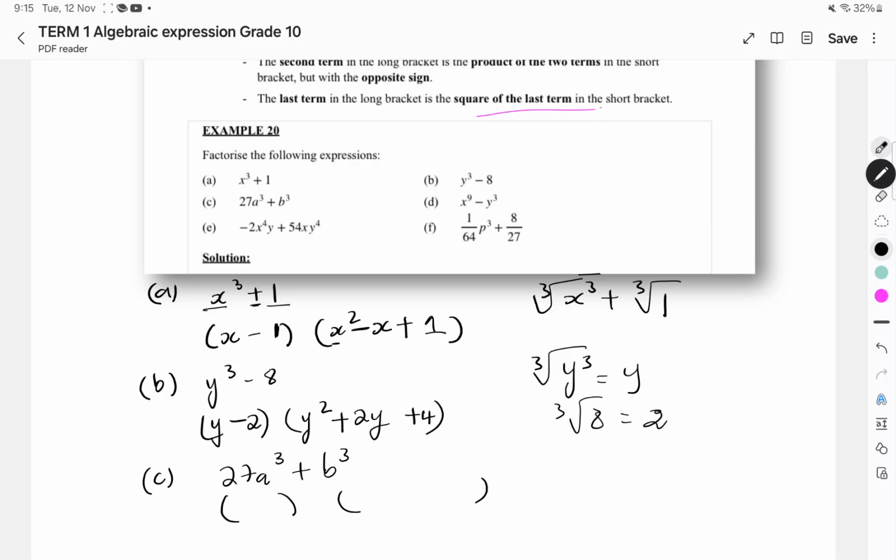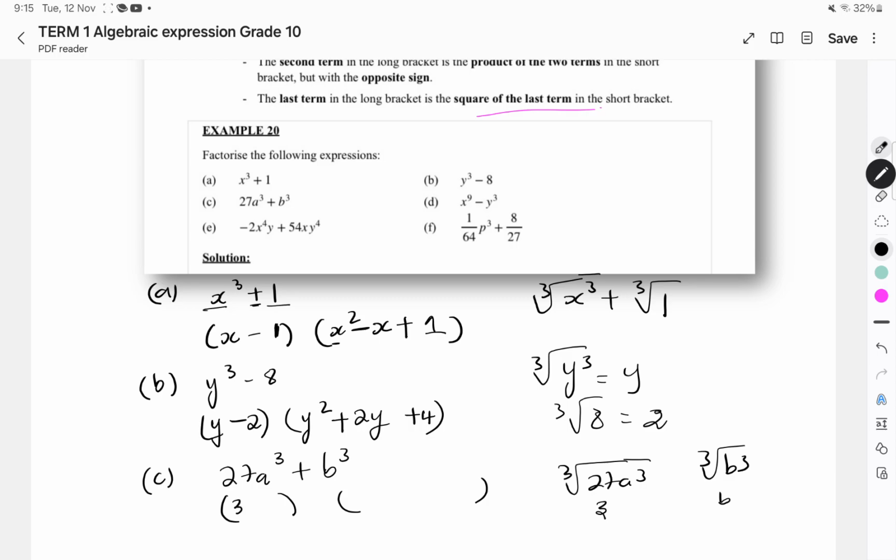And then number C, we're having 27a cubed plus b cubed. Small bracket, longer bracket. Again, cube root of 27a cubed. Cube root of 27, it's 3. You can put that in your calculator just to verify. And then cube root of b cubed, it's b.